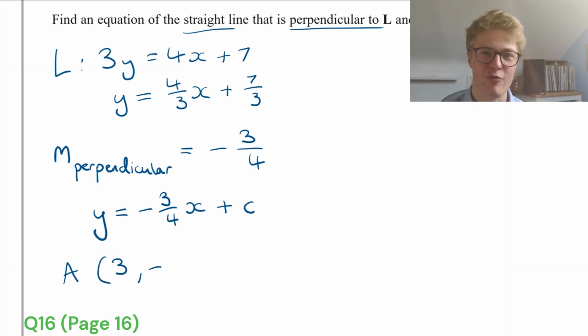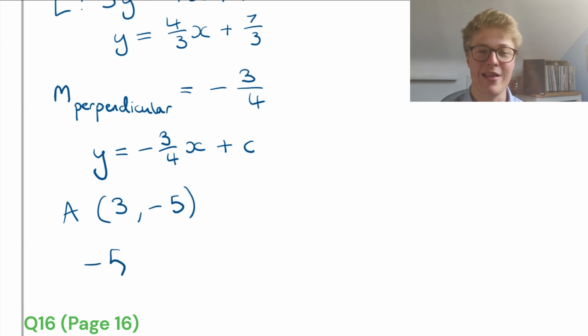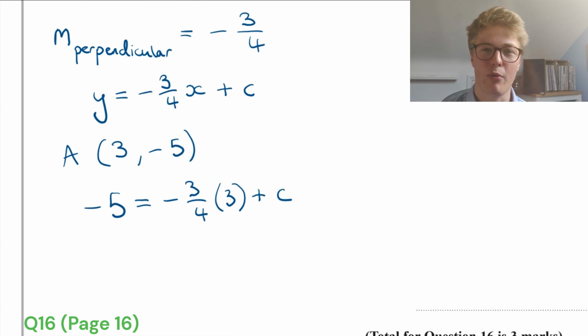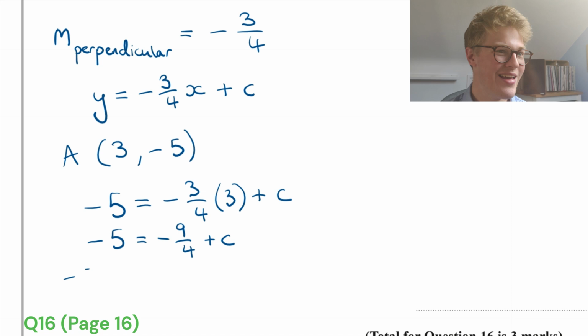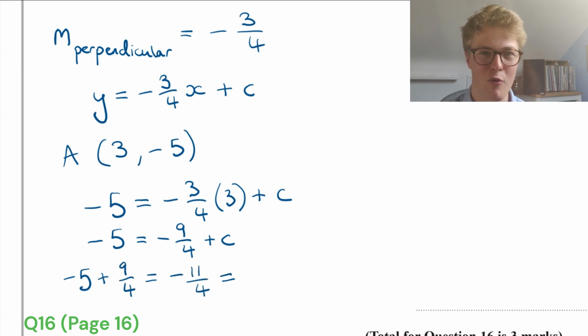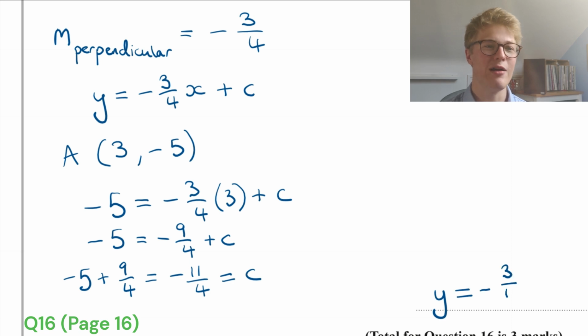A is (3, -5), so we can substitute these values into our new equation because we know this perpendicular line lies on the point A. So minus 5 equals minus 3/4 times 3 plus c. And then we rearrange for c and we end up with minus 11 over 4 equals c. So y equals minus 3/4 x minus 11 over 4.